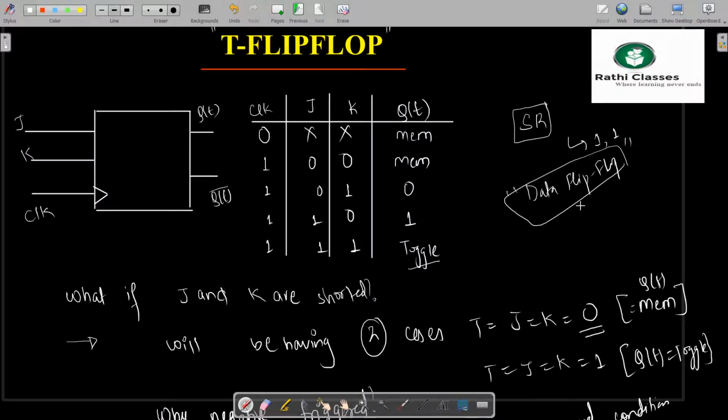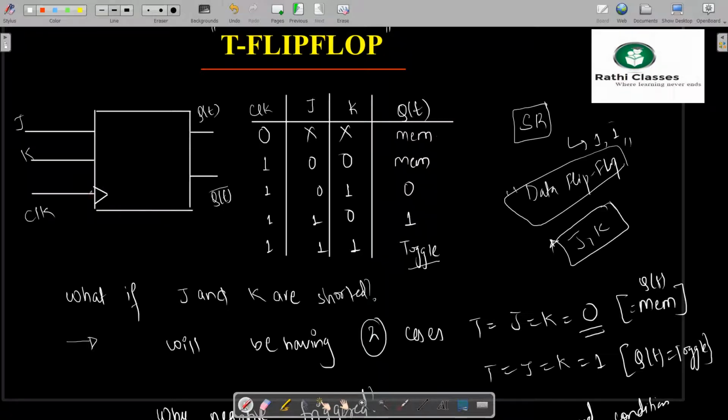Then, moving on further, in order to make this 1 and 1 a valid case, we evolved the JK flip-flop. But the drawback we found in the JK flip-flop was the race around condition. In order to eliminate this race around condition, we can have the clock be negative triggered.